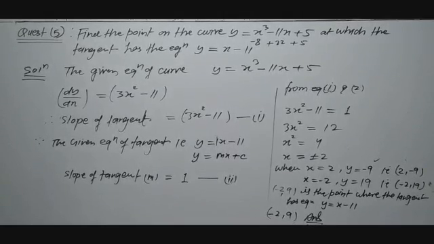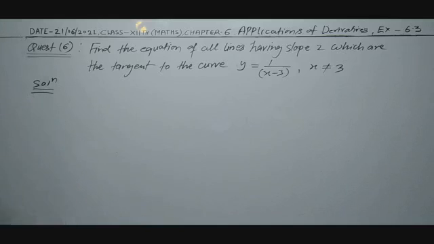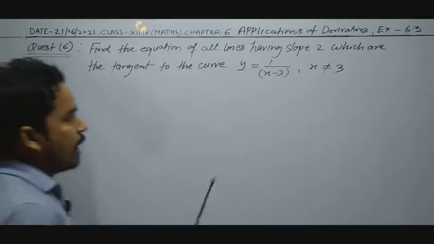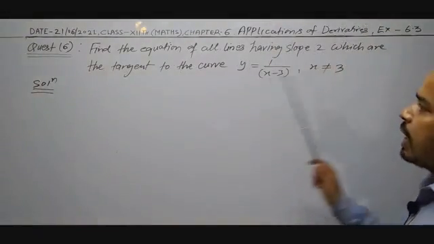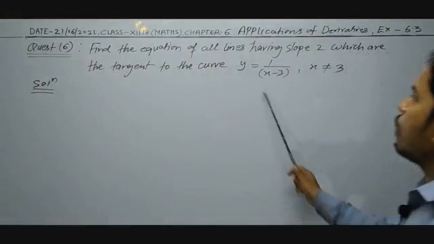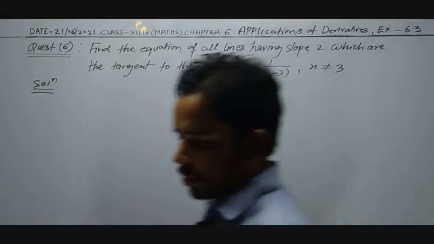Next question, question number 6, is: find the equation of all lines having slope 2. We have to find the equation of all lines having slope 2 which are tangents to the curve y is equal to 1 upon x minus 3, such that x is not equal to 3.